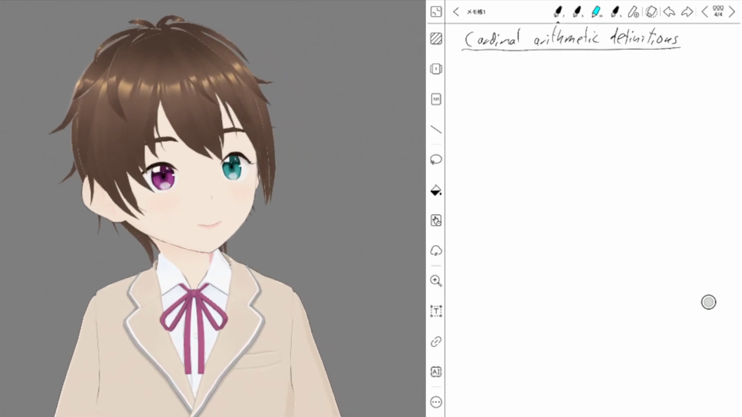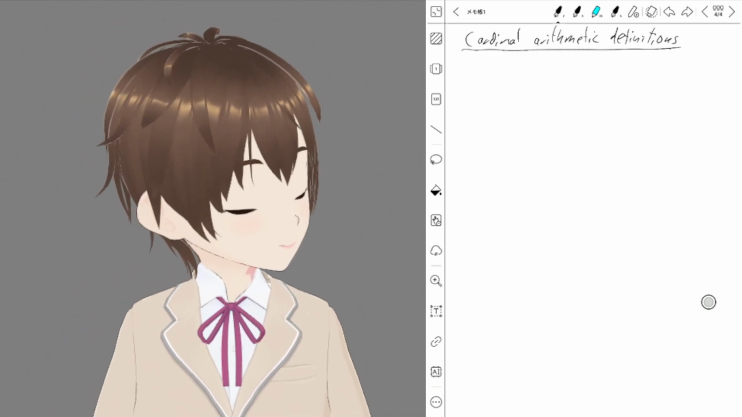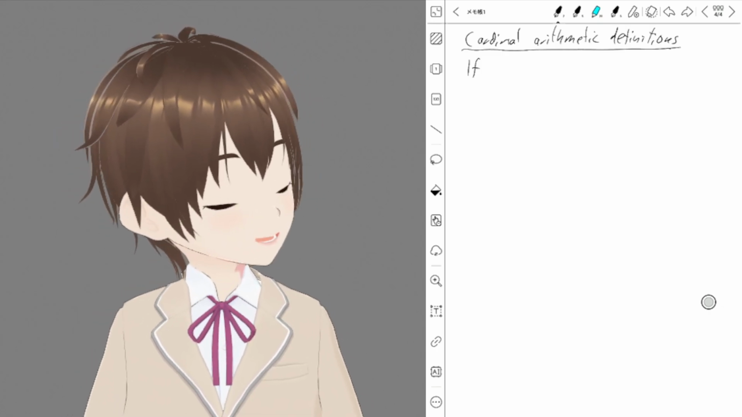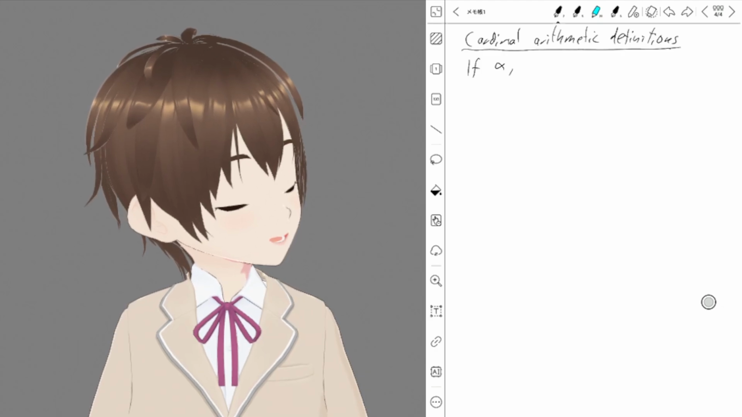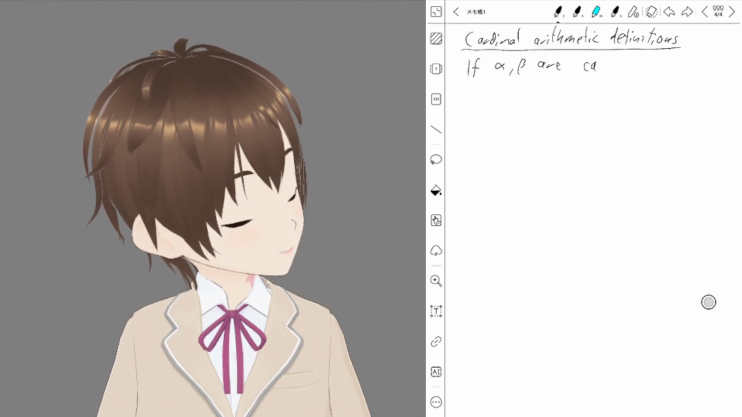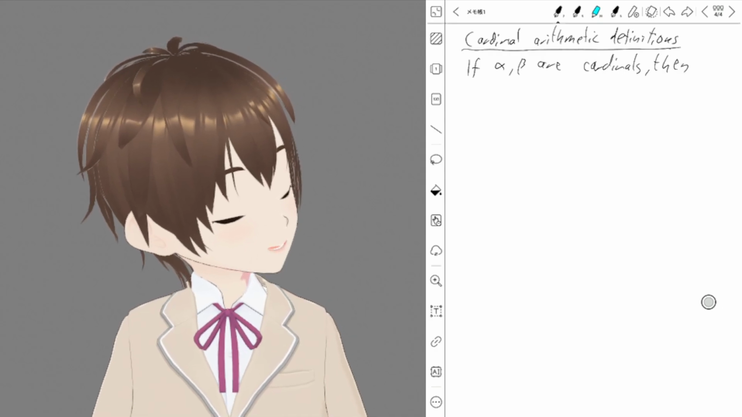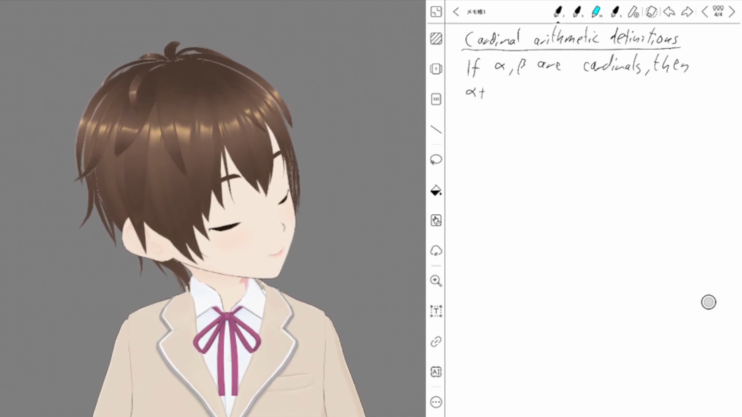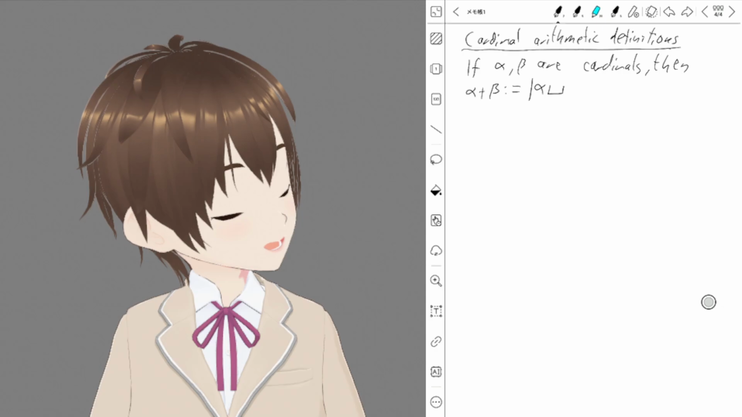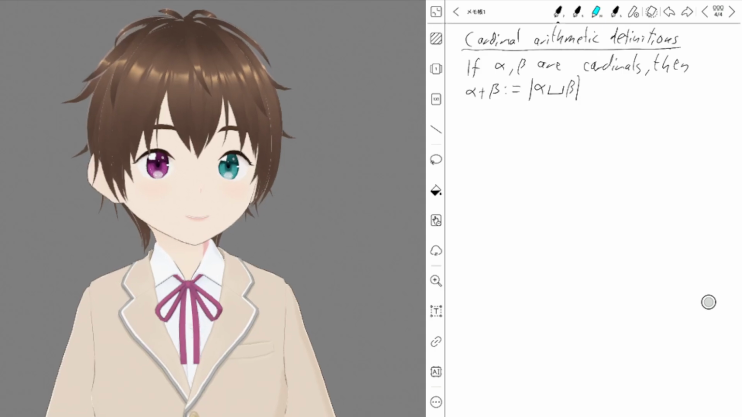Okay, so you may guess how this works from the ordinal ones. It is basically the same idea. So if, let's say, I'll use alpha and beta again. We'll think of them as cardinals this time. If alpha and beta are cardinals, then we define alpha plus beta as a cardinal to be the cardinality of the disjoint union of alpha and beta. There's a unique cardinal in bijective correspondence with alpha disjoint union beta.